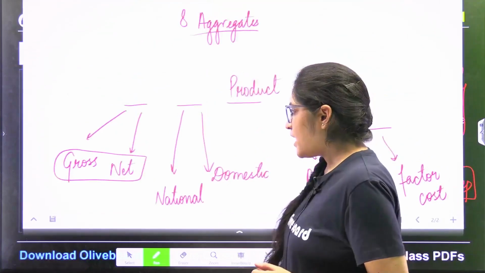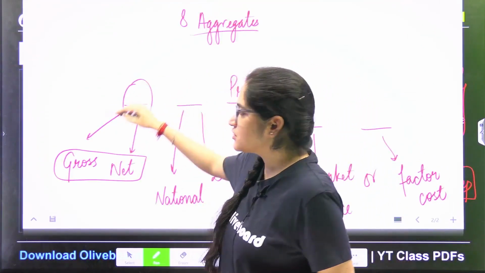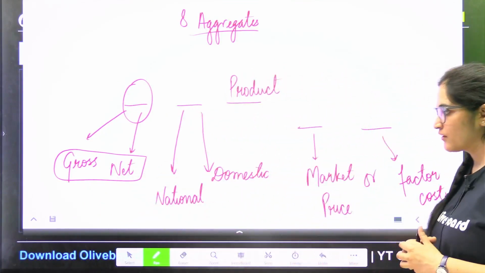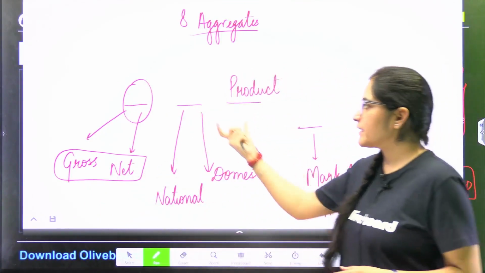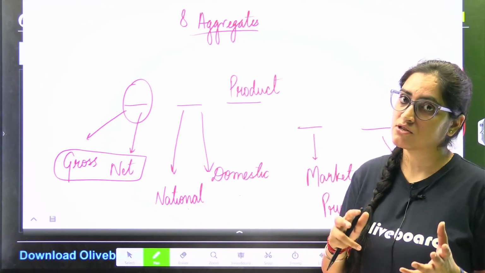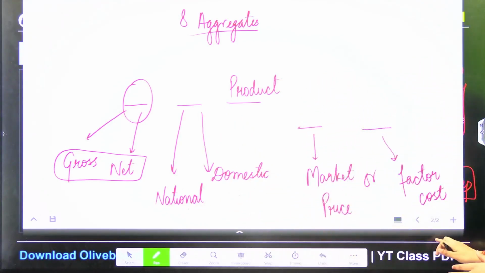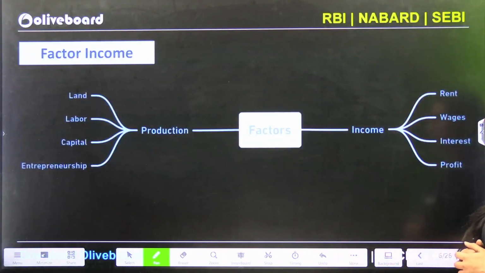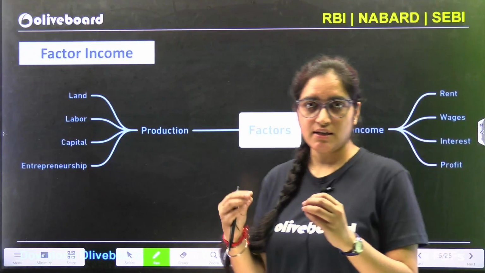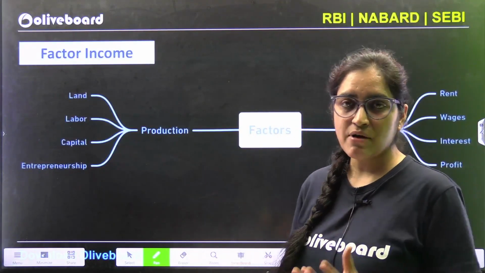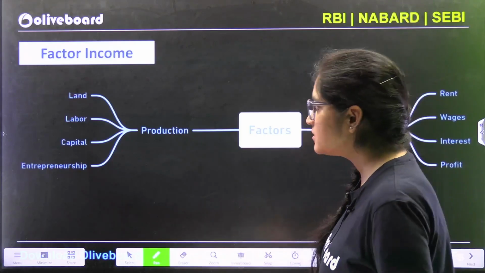So I hope you are now able to understand how this first blank is created, what is the difference between gross and net. Now let's move on to the second blank, which is national and domestic. Now what is national, what is domestic? Let's have a look at that. Before describing that, let's describe a very important term, that is factor income.